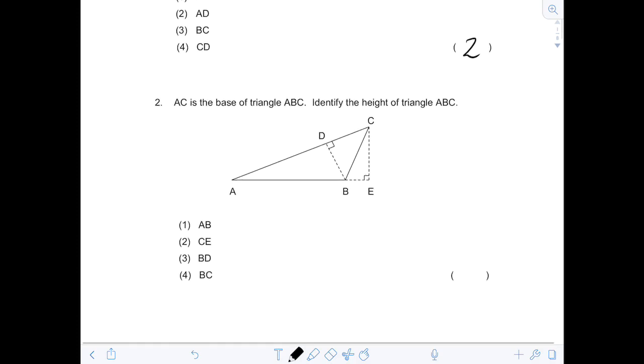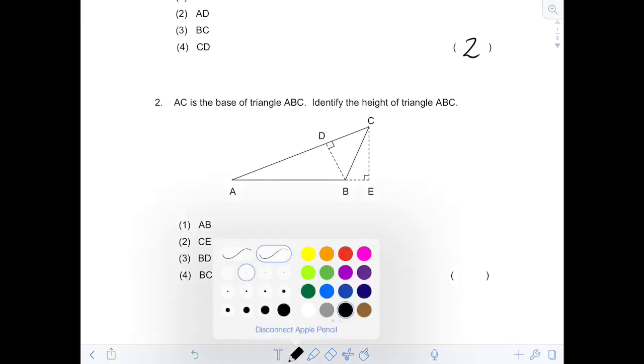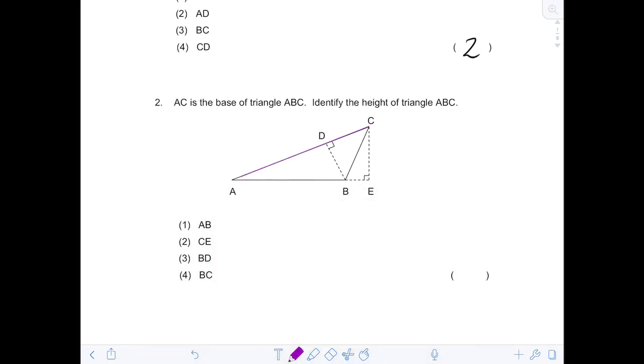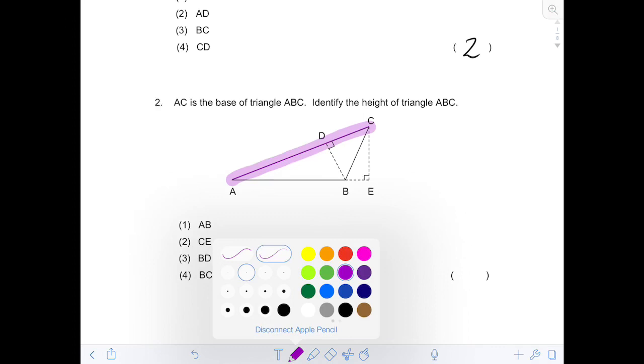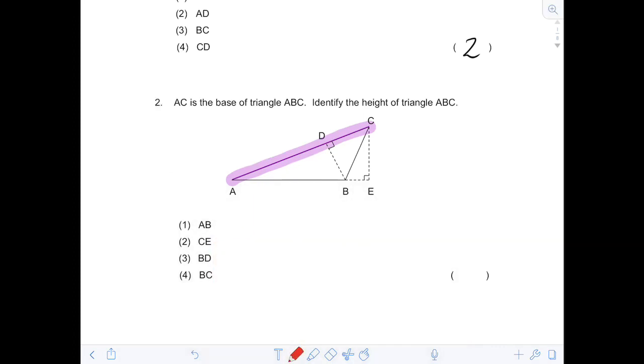Question 2, AC is the base of the triangle, so we look for AC. Once again, AC, this whole line over here, let me highlight it, is the base. You have to find the right angle. Here is the right angle. If this is the right angle, this is the base, and the height will therefore be here. So the height has to be DB or BD.